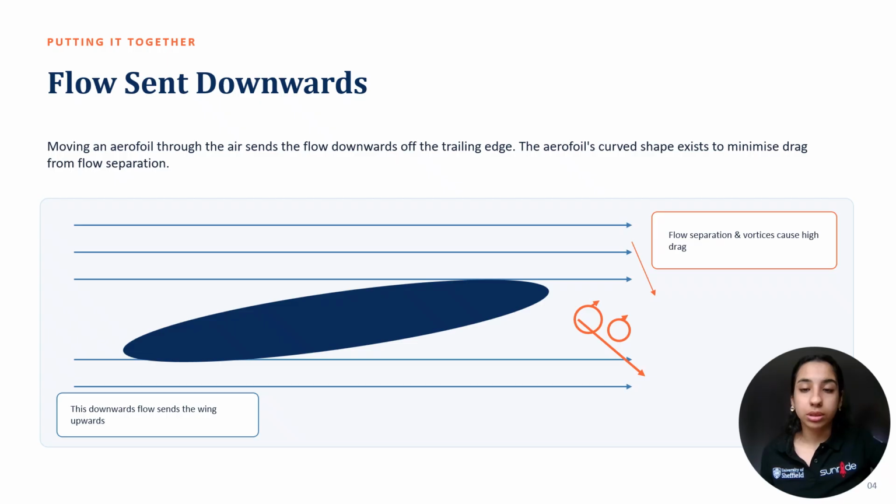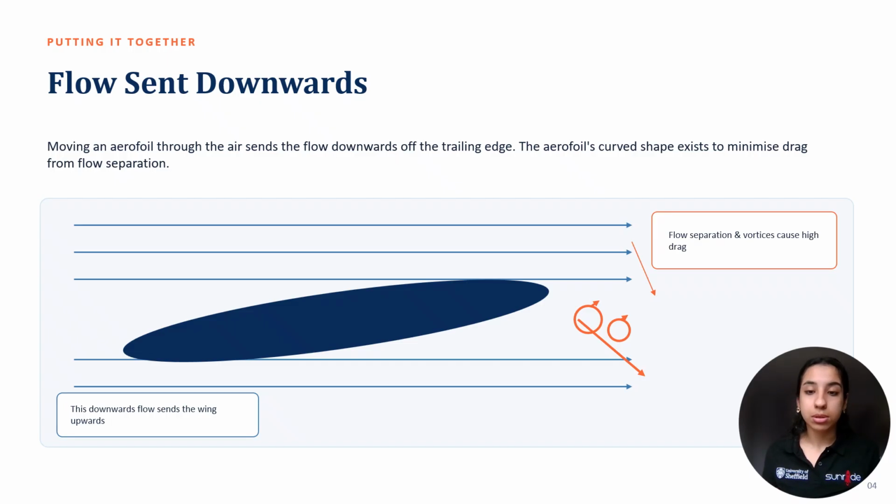Because of that, the airfoil's curved shape exists to minimize drag. That's why an airfoil is curved. We don't want drag to form from flow separation, so the curve causes lower drag. Now, there is something called vortices, as you see these circular arrows. We're going to be talking about them more.